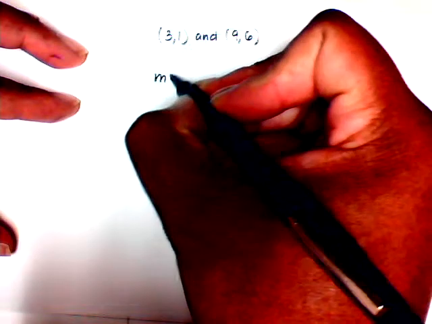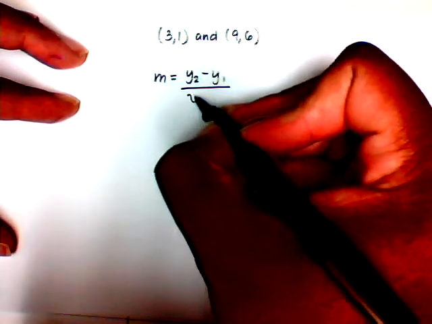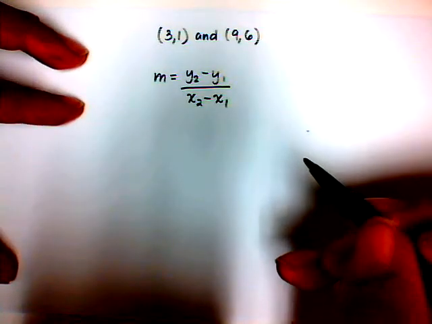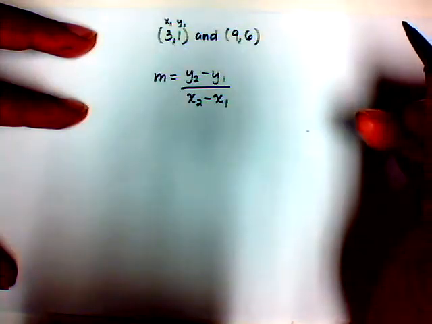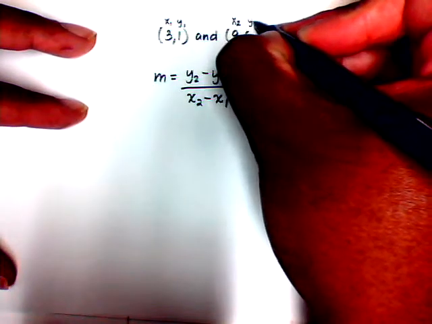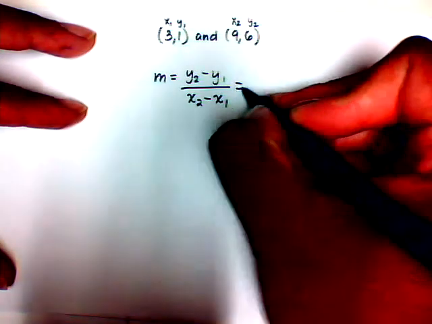Now in this case here, we need to first find the slope of the line that passes through those 2 points. And that slope formula, if you recall, is m is equal to y2 minus y1 divided by x2 minus x1. So in this case here, that first point is (3, 1), meaning x1 will be 3, y1 will be 1. The second point is (9, 6), so x2 will be 9, y2 will be 6. And then we use our slope formula.